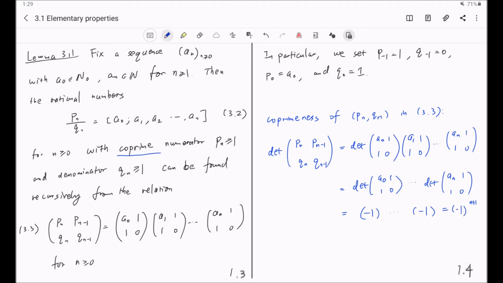And if you write this out, you will get q negative 1 times p sub n minus q sub n times p sub n minus 1 is equal to negative 1 raised to the power n plus 1. So this is plus or minus 1. But this is an integer, this is an integer. And thus, by Bezout's theorem, p sub n and q sub n are coprime. That explains the coprimeness of p sub n and q sub n, defined through 3.3.